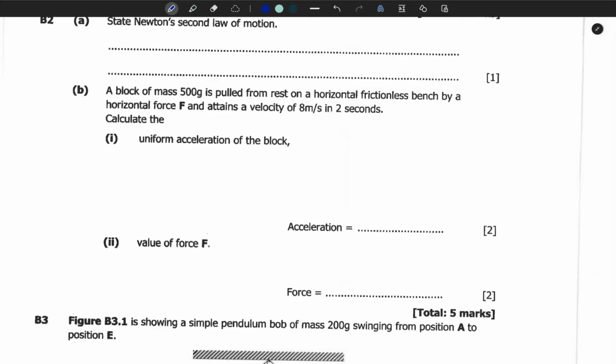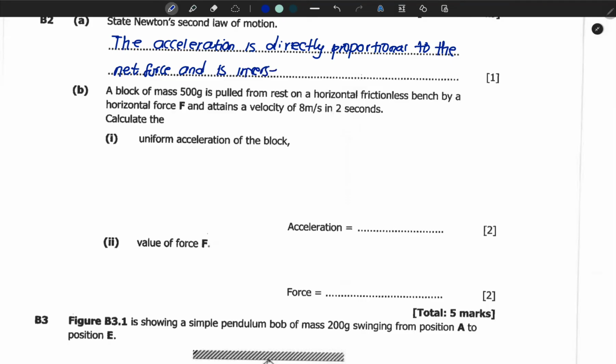So B2, state Newton's second law of motion. So it states that the acceleration is directly proportional to the net force, and is inversely proportional to the mass being accelerated.